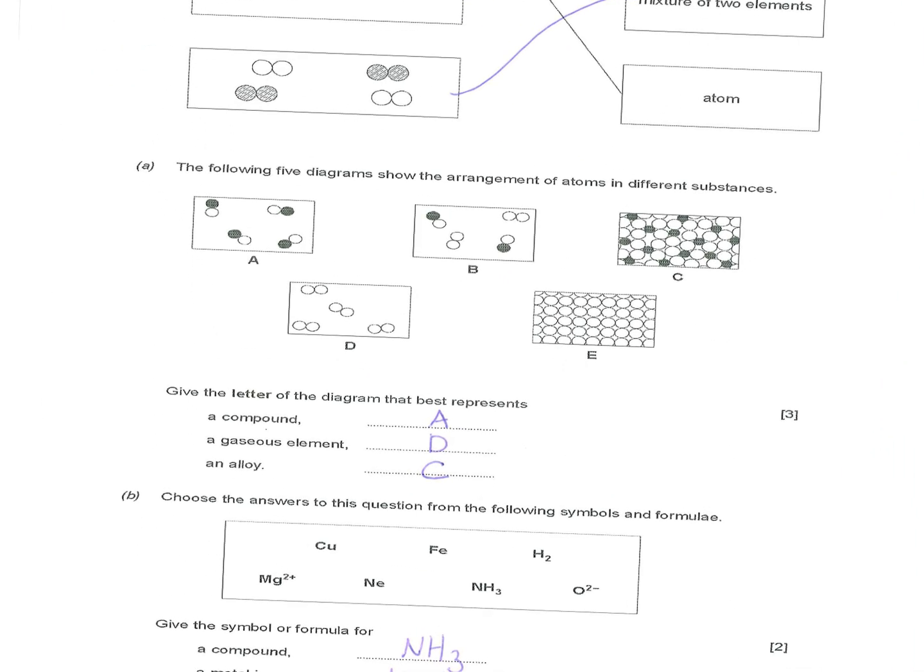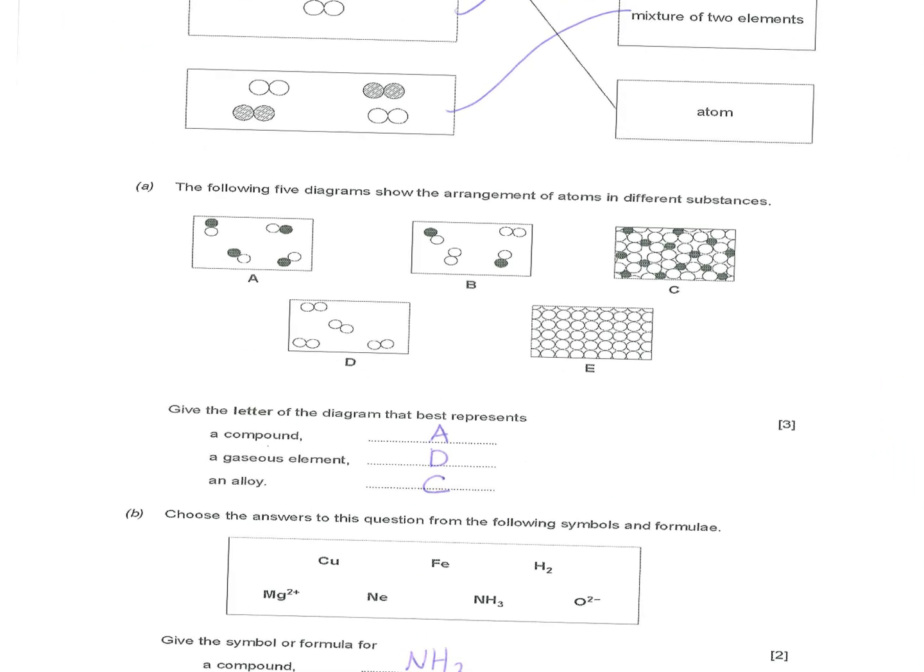Again, some diagrams now. A compound, A, because it's two or more different ones combined. A gaseous element, so something D, because they're moving around. And an alloy, potentially might not have done a lot of that. Alloys are two metals that aren't. So this would be a metal, a complete metal, and then the one above there is an alloy because of the way it's spaced.